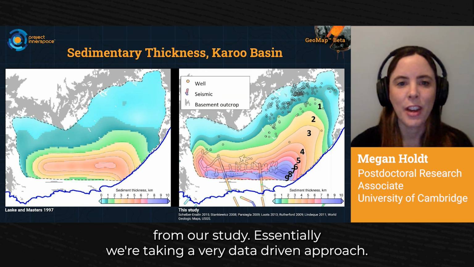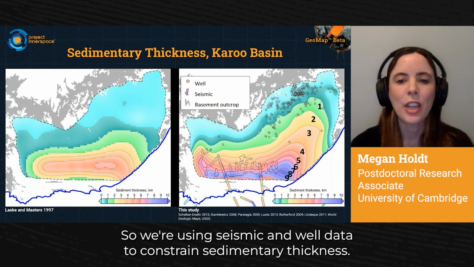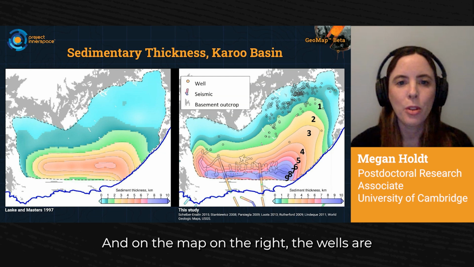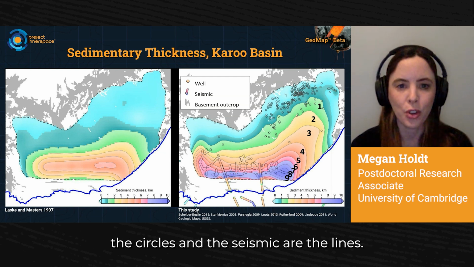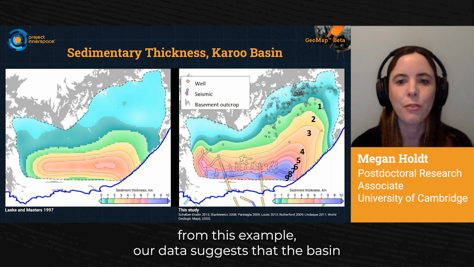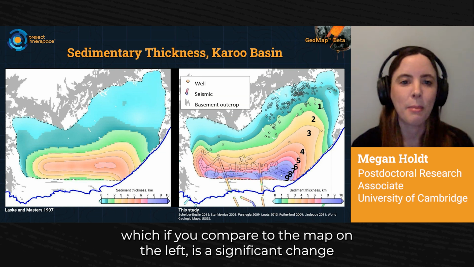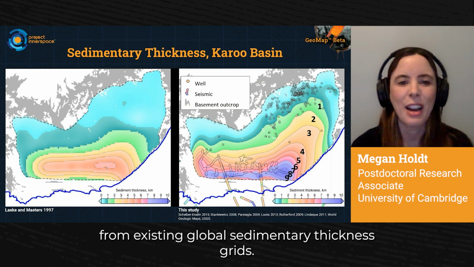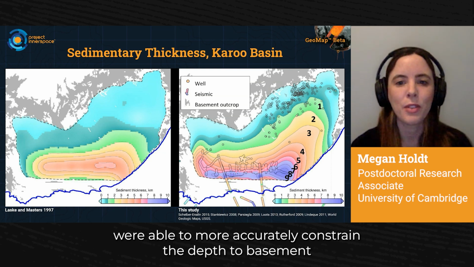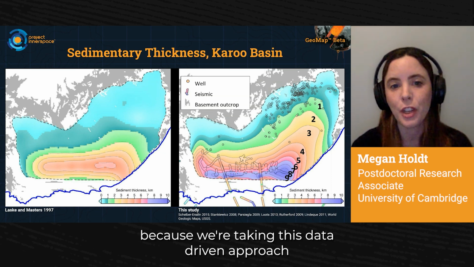Essentially, we're taking a very data-driven approach. So we're using seismic and well data to constrain sedimentary thickness. And on the map on the right, the wells are the circles and the seismic are the lines. And you can see from this example, our data suggests that the basin reaches a maximum thickness of around 9 kilometers, which, if you compare to the map on the left, is a significant change from existing global sedimentary thickness grids. And I would say, compared to previous grids, we're able to more accurately constrain the depth to basement because we're taking this data-driven approach.